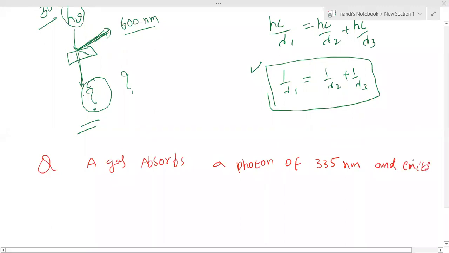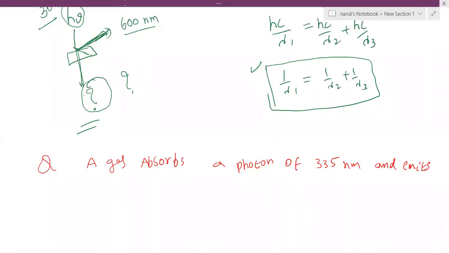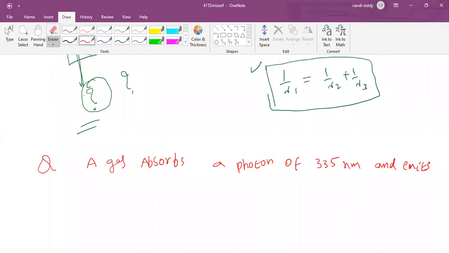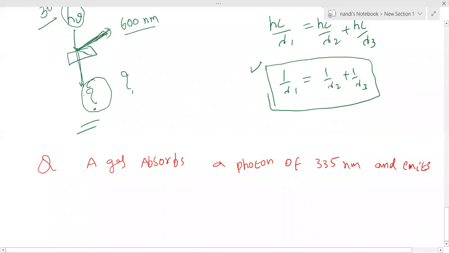and emits. Some people are not understanding my language. I know that. Please, when I am dictating, concentrate. This is emits, sir. Emits two wavelengths.